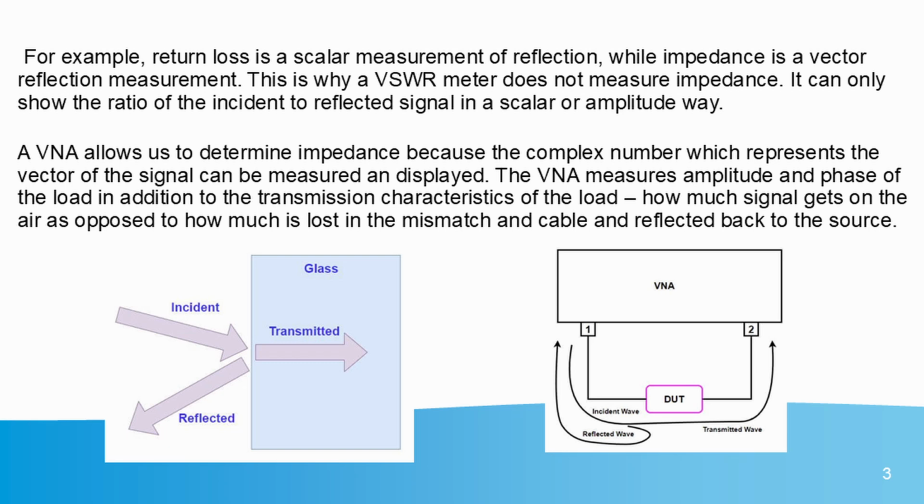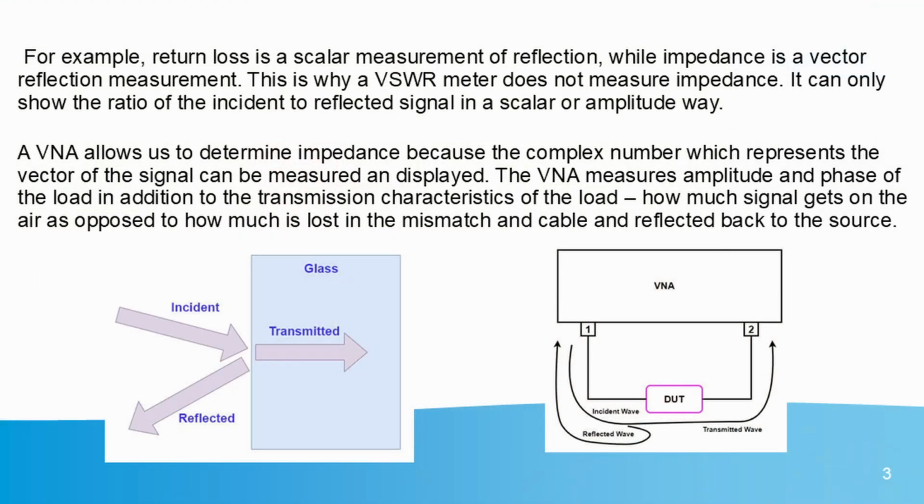Now, a VNA allows us to determine impedance because of the complex number which represents the vector, remember the 50 plus j0, or minus j something or plus j something, that's the complex number. There's a real part, which is the resistive part, and then there's the imaginary part, which is the reactance. But it can do both. It can show both.